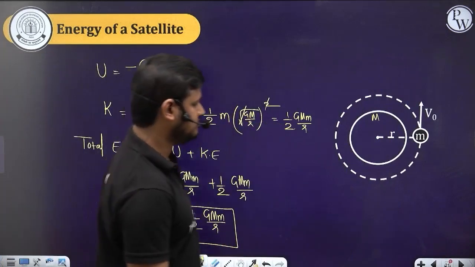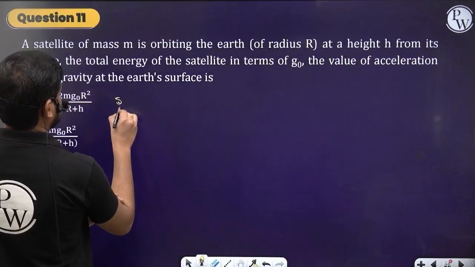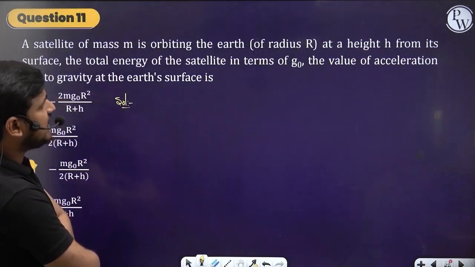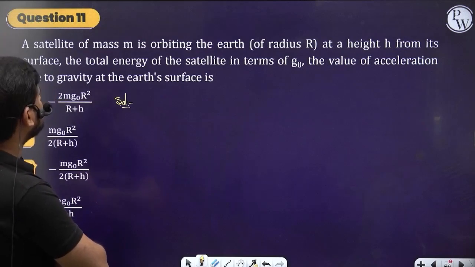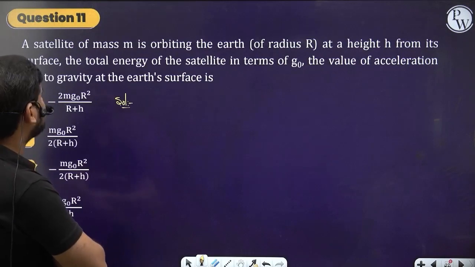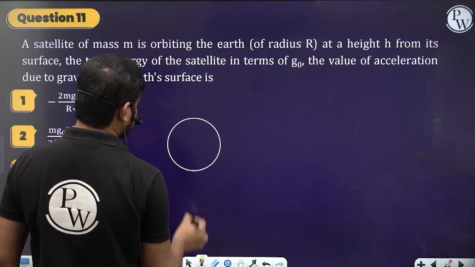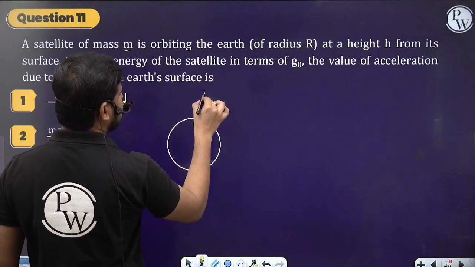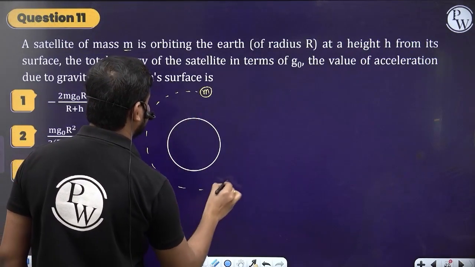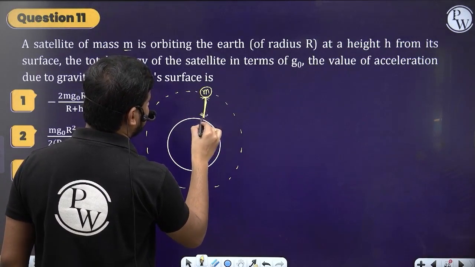Let's move further. We have the next question. A satellite of mass m is orbiting the Earth at a height h from the surface. The total energy of the satellite in terms of g0, the value of acceleration due to gravity at the Earth's surface, is. First try to understand the given question. This is the Earth. From the surface of the Earth, a satellite of mass m is orbiting at a height h. This distance is h from the surface of the Earth.